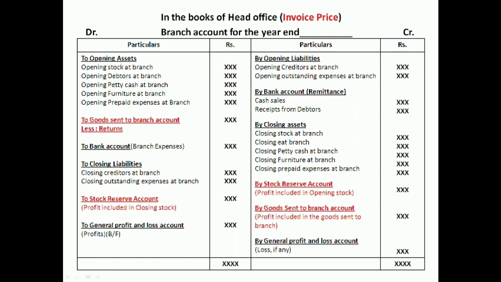So this is the bank account which we consider in the cost price method. Same will be applicable here. Whatever the money which will be sent by the head office to the branch to meet the expenditures related to branch, that will be entered here. On the credit side, by branch bank account, that is a remittance which is through cash sales and receipt from debtors or customers. So this is the income which will be earned by the branch, and this is the income which will be sent to the head office. So whatever the income which will be sent to the head office, that we are going to record here.